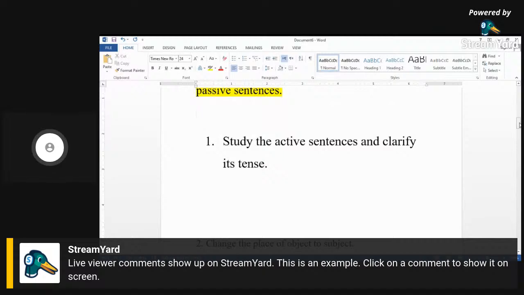Whenever we clarify the tense, whenever we determine the tense, so we understand what we should do in the passive voice, or how we should change it into the passive voice.